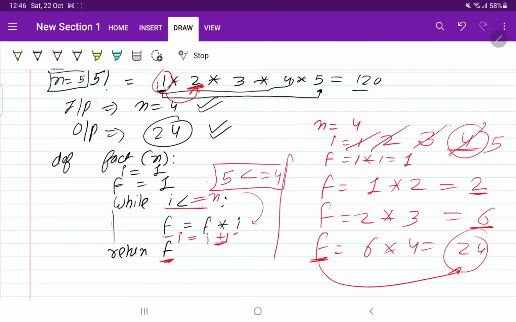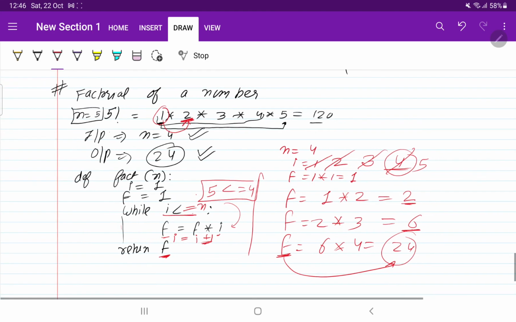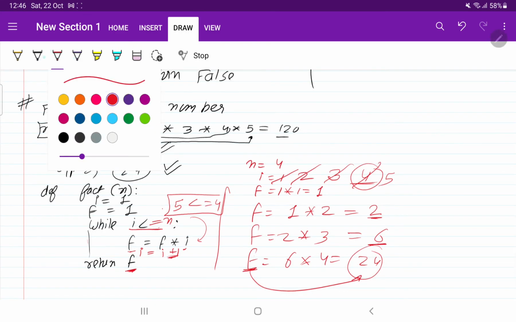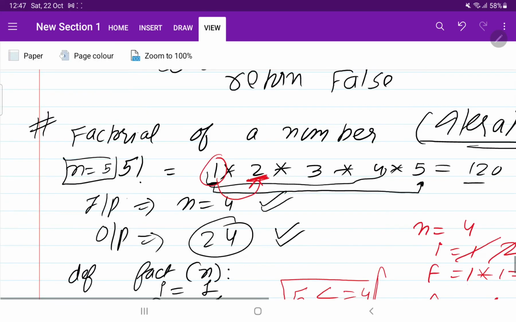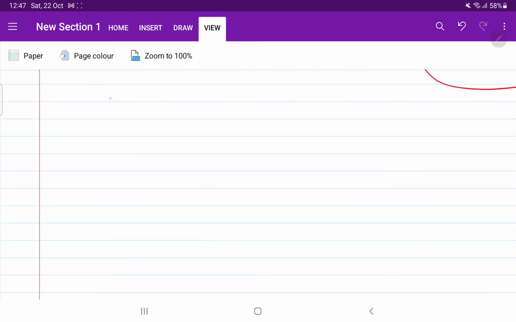So like this we have done the question. This approach is known as the iterative approach. We can also solve this using a recursive approach. I will tell you what the recursive approach is also. Basically, if I ask you to find the factorial of 5.